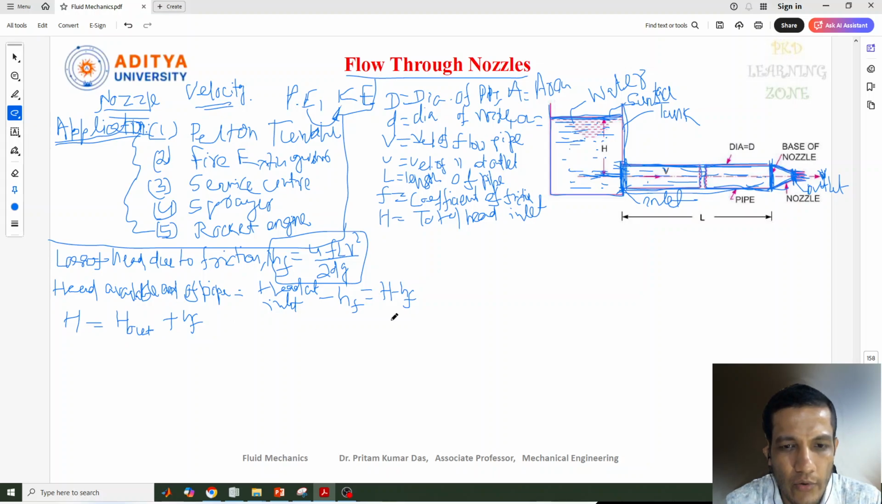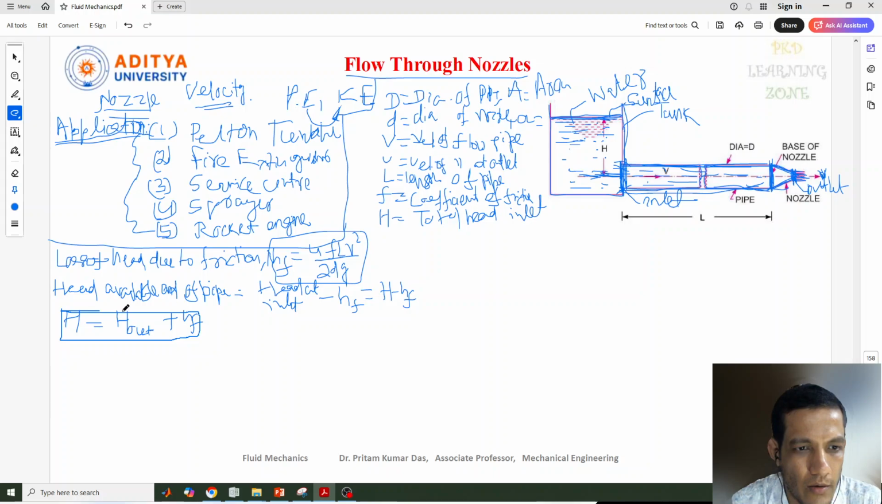Now this is the equation. How I wrote this: from here only I have taken it, the head available at the end of the pipe equals the head at the inlet condition minus HF, where HF is the head loss during the pipe flow. So let's make a box of this. This is the equation.